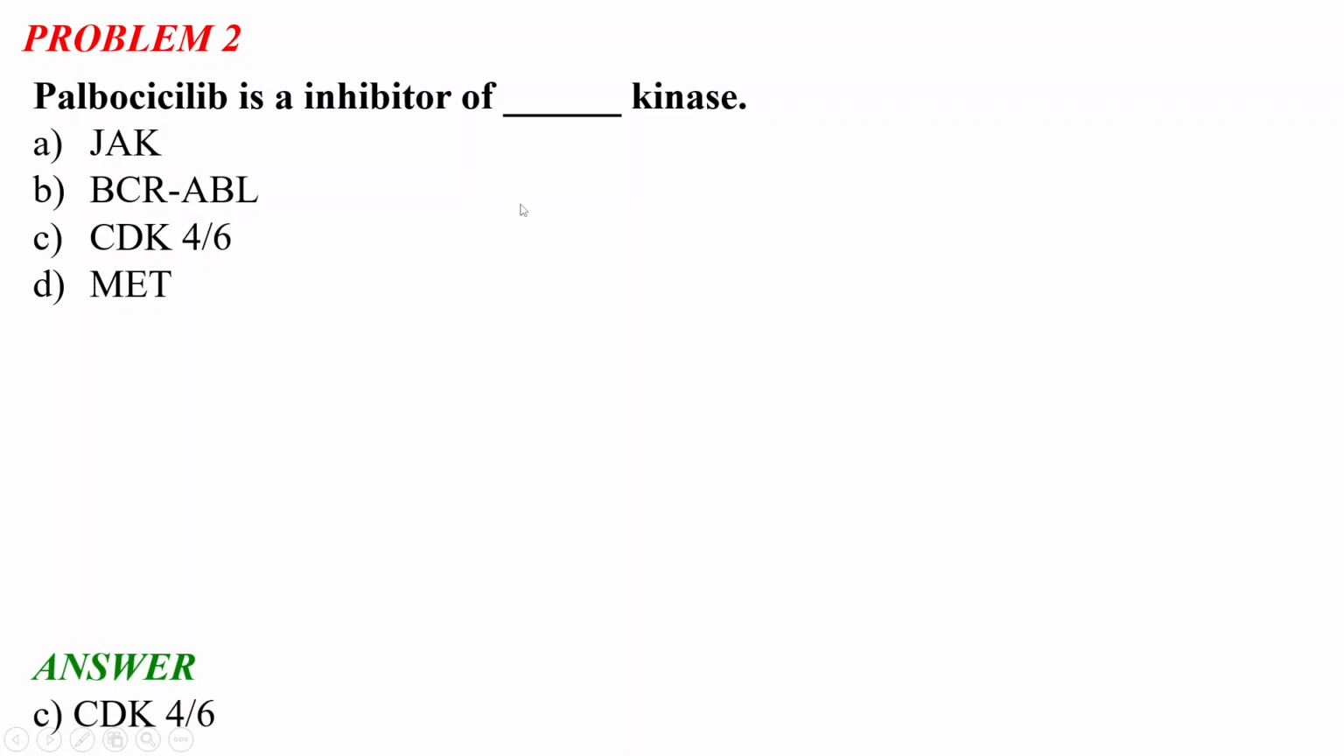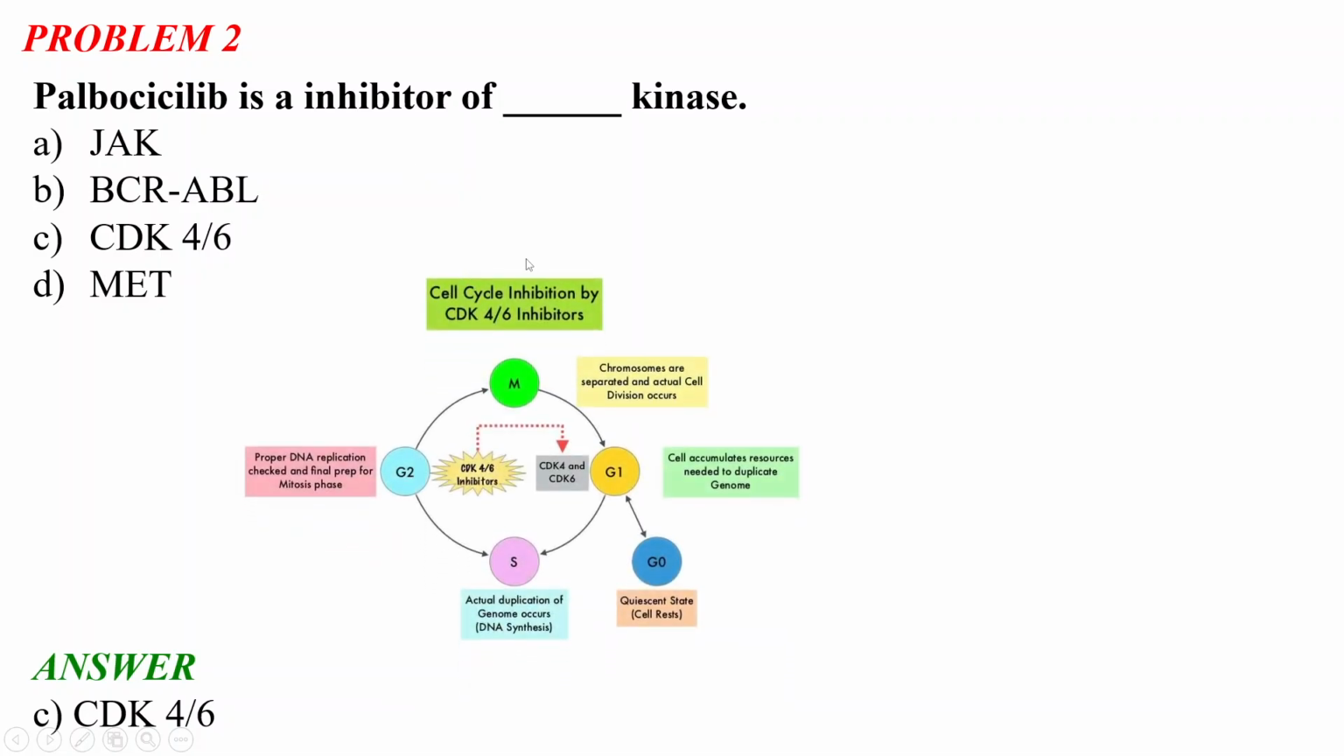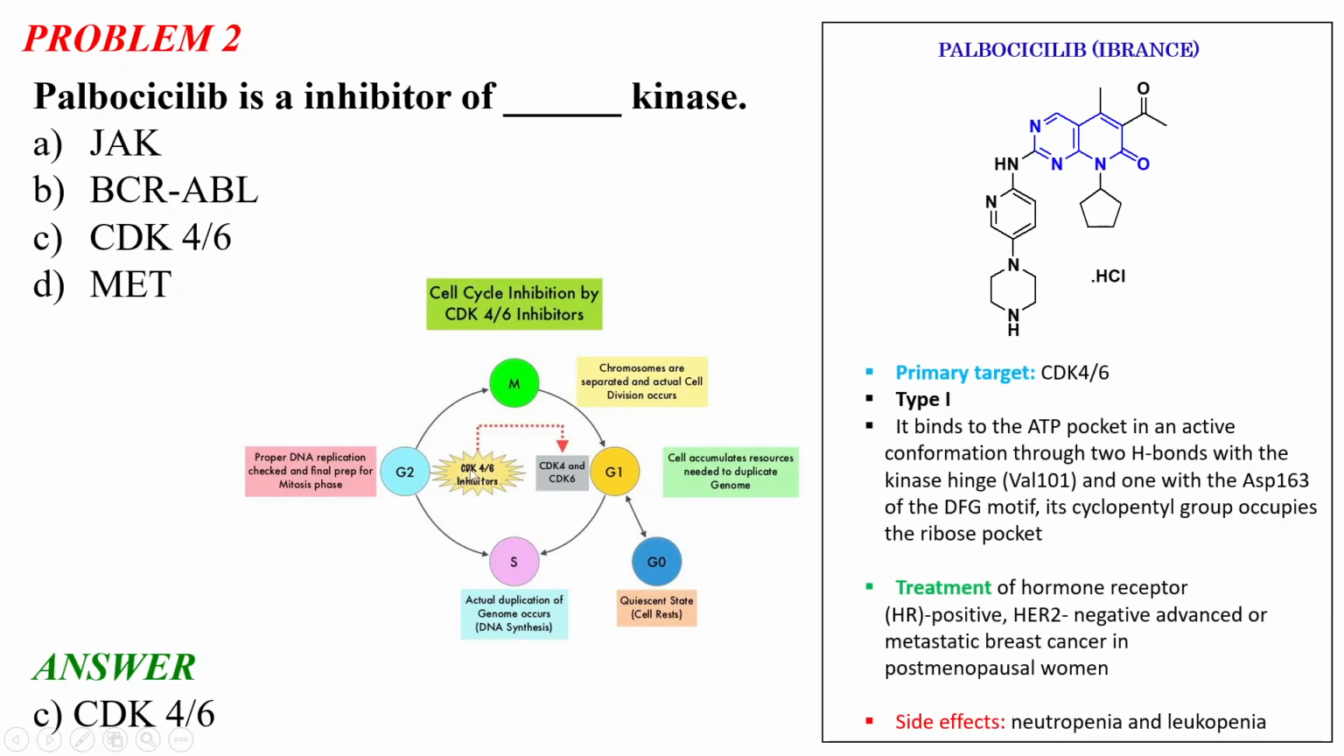The correct answer for this question is option C, CDK 4/6. Palbociclib acts as an inhibitor for this family of kinase. So what is CDK 4/6 kinase? CDK stands for cyclin dependent protein kinase. It helps in the cell cycle. Basically these kinase enzymes work during the cell cycle mechanism.